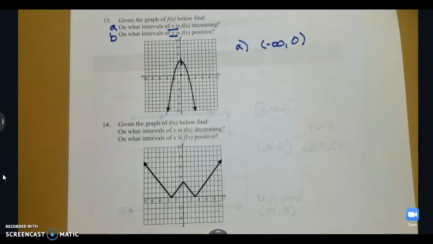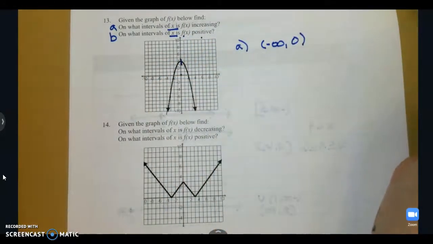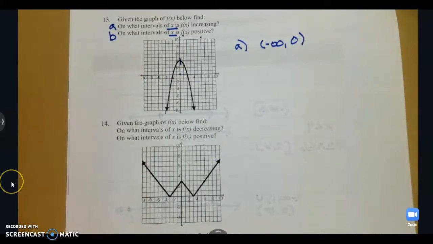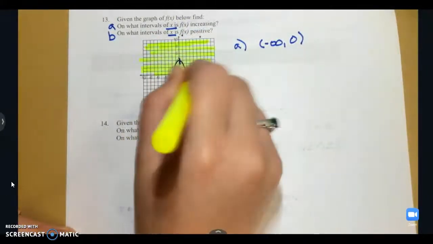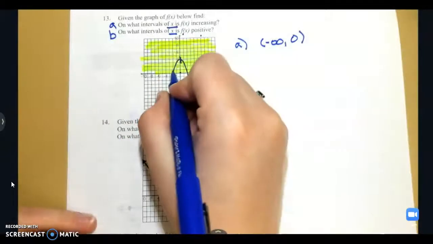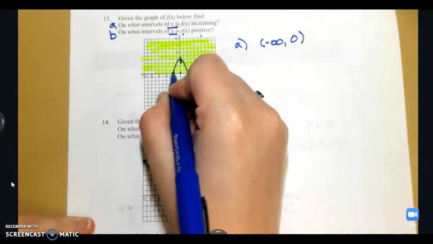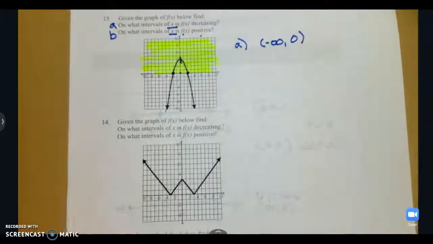What inputs give me a positive output? So we're looking for where f of x is positive. f of x is going to be our y values, and y is positive when it's above the x-axis. So all of these would be positive values for f of x, and this occurs when x is -2 all the way until x is +2.